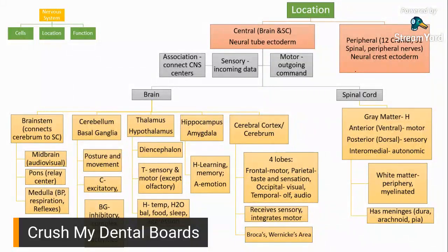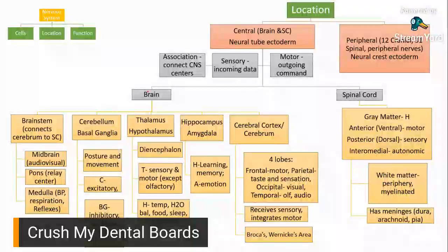Okay. So with the central nervous system, you have motor, which is an outgoing command. Sabi natin yun, it's the descending one. And then sensory, incoming data towards the central nervous system, your brain and spinal cord. So the afferent and the efferent. And then, of course, in the brain, you have association centers, which would connect all the different areas in the brain.